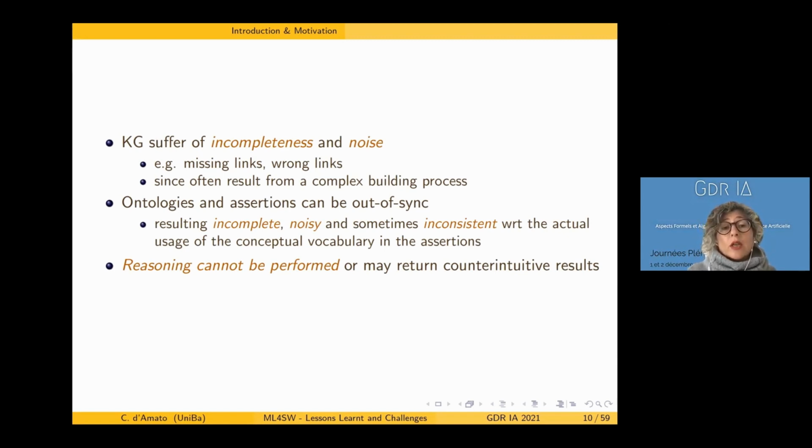Additionally, we may also have ontologies and assertions that can be out of sync, thus resulting in incomplete modeling of the world, or these can provoke some noise within the description of the world, or sometimes the wrong usage of ontologies as vocabularies and the assertions may also create some inconsistencies within the ontology. And when we have an inconsistent ontology, we cannot perform any kind of reasoning, I mean deductive reasoning, and also noise within the data may generate counterintuitive results when we try to reason on top of that.